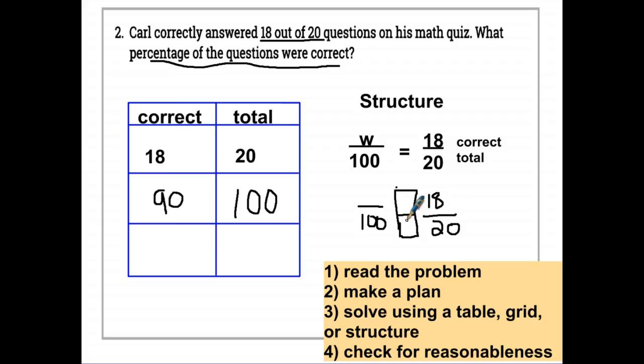Okay, so 20 times 5 is 100. That means I'm going to multiply 18 times 5, and 18 times 5 is 90. What percentage were correct? 90% were correct.